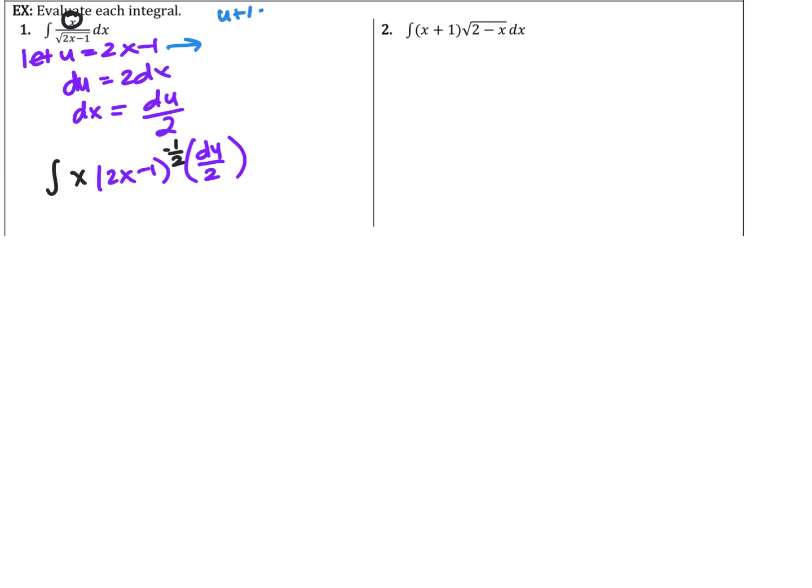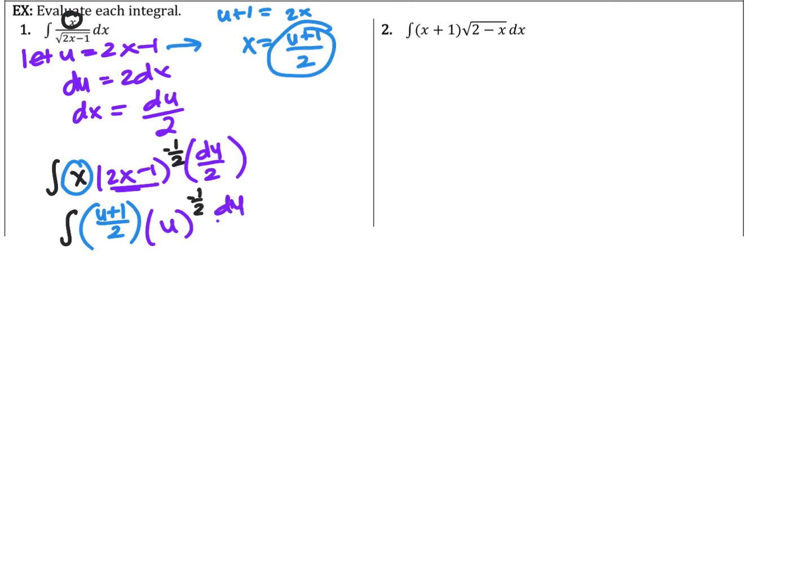So if I add 1 to both sides, I get that u plus 1 is equal to 2x. So x is going to be equal to u plus 1 divided by 2. And I'm going to substitute this in for the x that I still have here. So this is going to become the integral of (u plus 1) over 2 times u to the negative 1/2 power times du over 2.